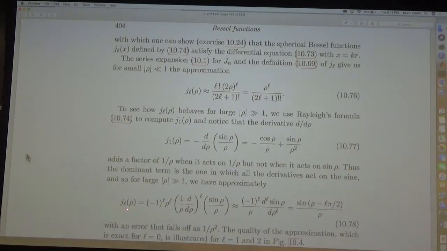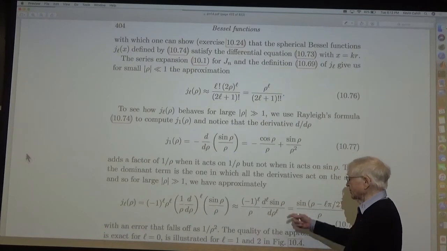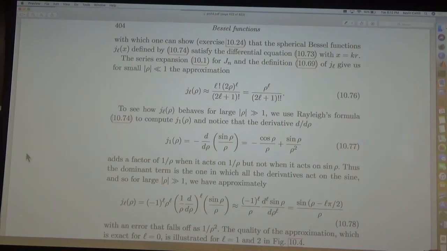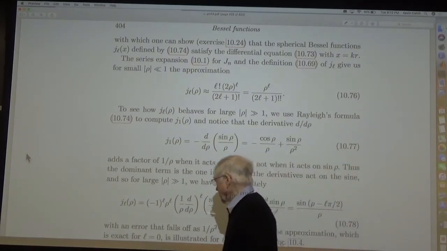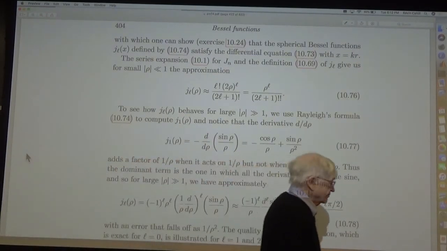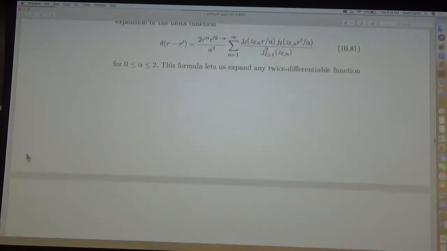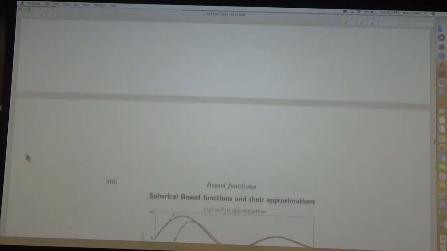So the approximate value of j L of rho at large rho is just given by Rayleigh's formula, in which you let all the derivatives act on the sine. It turns out that you can figure out what that is, namely it's either a sine or a cosine, and it turns out to be given by this formula here. And the error falls off as 1 over r squared. So this is a pretty good approximation. And in fact, somewhere I have a figure 9.4 that shows that.